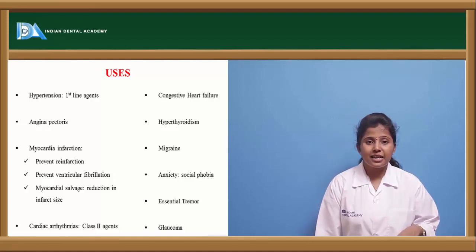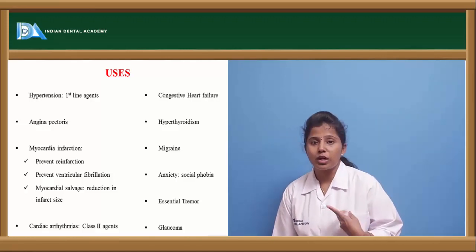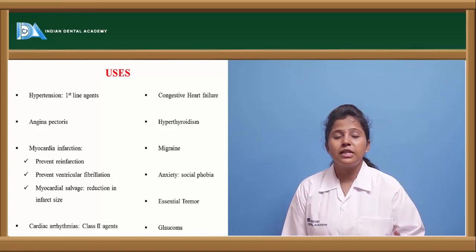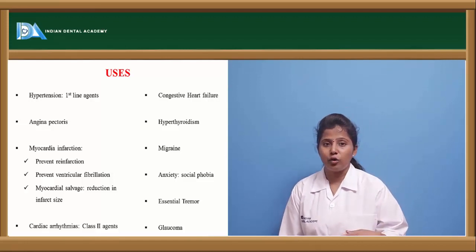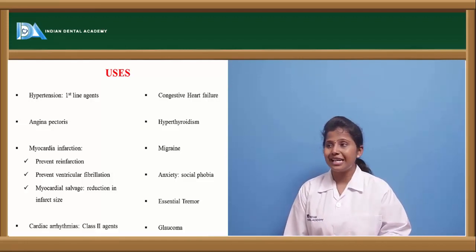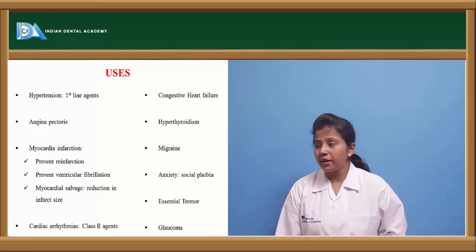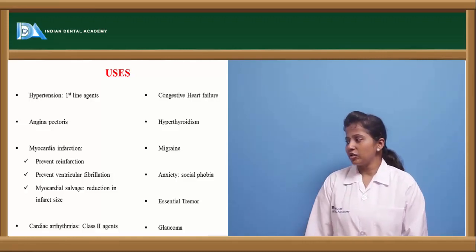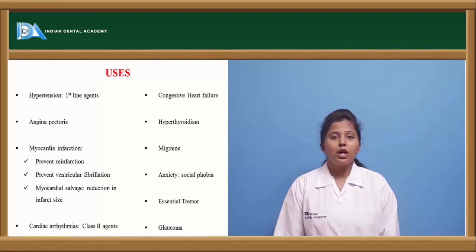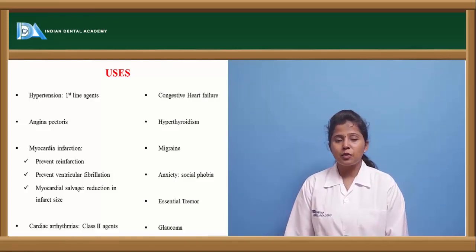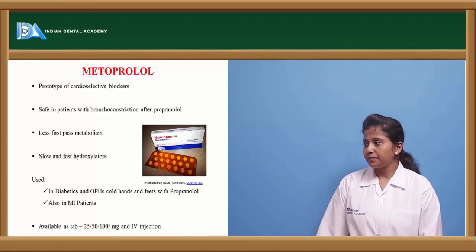So these cardiac antiarrhythmic drugs are classified as class 1, 2, 3 and 4 drugs. Out of these, class 2 drugs are beta receptor antagonists. So it is mostly recommended to treat arrhythmia and congestive heart failure, hyperthyroidism, migraine, anxiety conditions, essential tremor as well as glaucoma. So in all these conditions, propranolol is recommended.